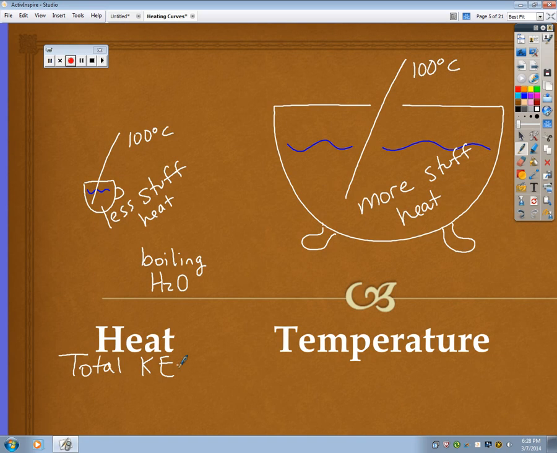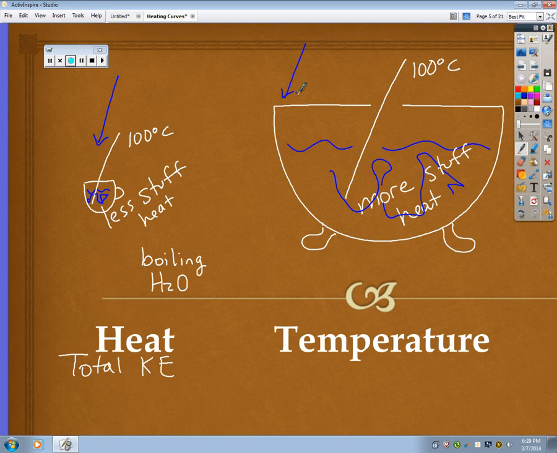So I would agree that in this sample of water, there's lots of molecules that are moving all over the place. In this sample, they're moving all over the place, but there's less. I would rather have you pour this teacup on me than pour this whole bathtub on me. So total kinetic energy is heat.